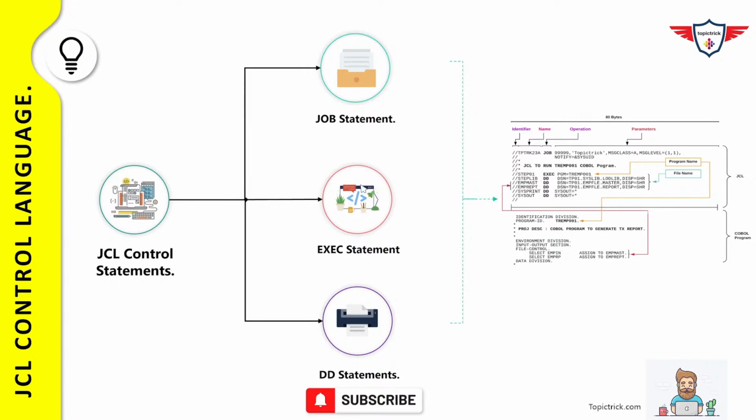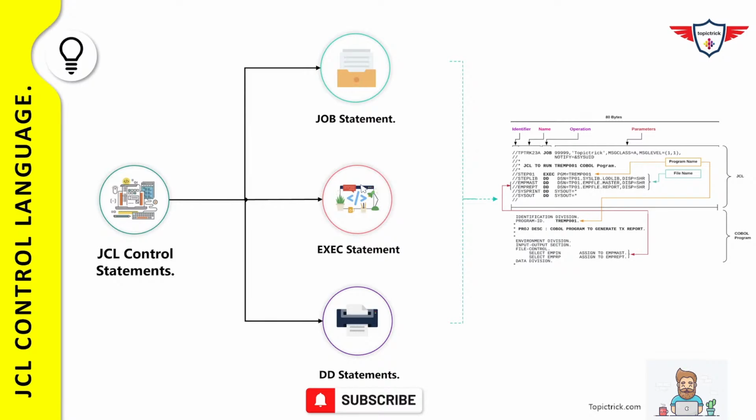First one is the job card to specify the job specific information, and the second one is the execute statement to provide the name of the program or the utility that you want to invoke with the help of a JCL. DD statements are optional and are only required if your program or utility is using any dataset. Now let's try to understand what we discussed so far with the help of an example.